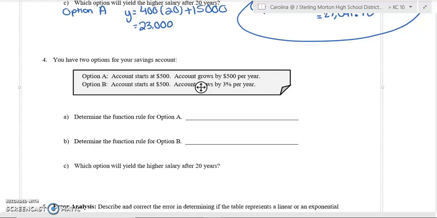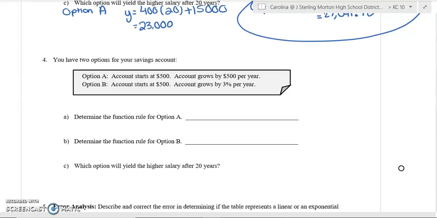All right, number 4. You have two options for your savings account. Option A, account starts at $500, account grows by $500 per year. Option B, account starts at $500, however, the account grows by 3% per year. Alrighty. So again, you got to distinguish which one's a linear function, which is an exponential function.